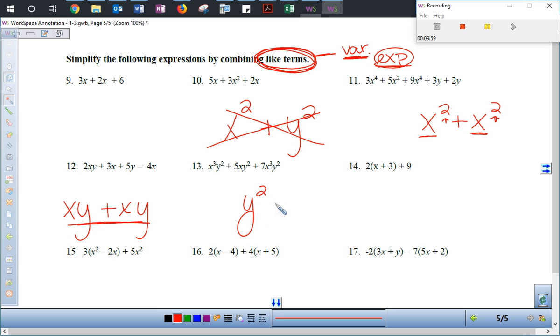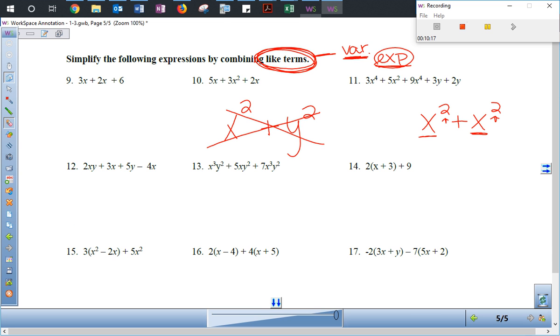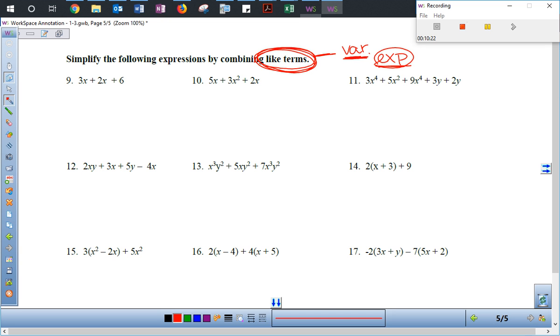Now what if I had x squared y squared plus y to the third? I have the exact same variable, but they are not being raised to the exact same exponent. So they are not like terms. All right, now let's take this information and use it to combine like terms on 9 through 17. So on number 9, I have 3x plus 2x plus 6. To be like terms, it has to be the exact same variable raised to the exact same exponent.